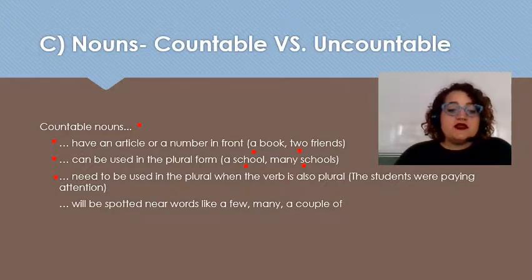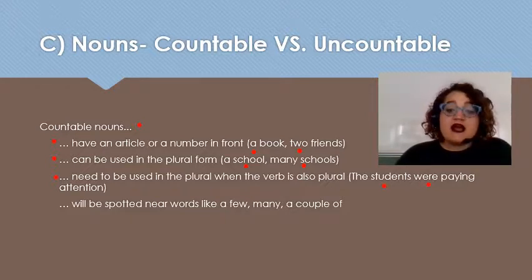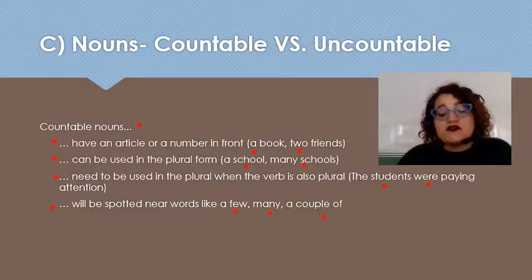Also, you need to use countable nouns in the plural form when the verb is also plural. So if we look at the example on the side, were is the plural form of the verb to be. Therefore, I need to use the students in the plural form because students is a countable noun. Finally, they will be spotted near words like a few, many, a couple of, that indicate that you can count these nouns.